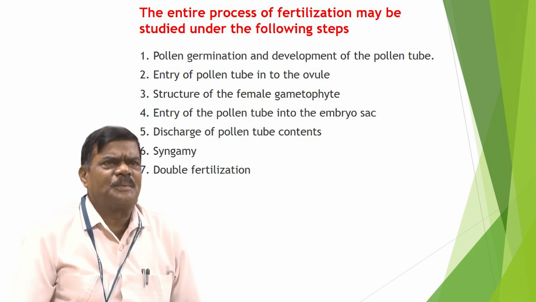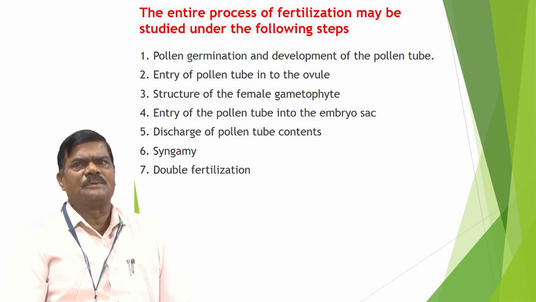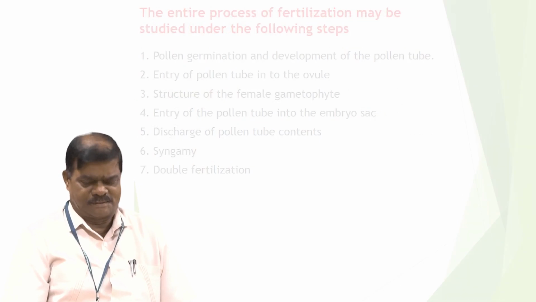The entire process of fertilization may be studied under the following steps. The first step is pollen germination and development of the pollen tube. Second, entry of the pollen tube into the ovule. Third point, structure of the female gametophyte. Fourth, entry of the pollen tube into the embryo sac. Fifth point, discharge of pollen tube contents. Sixth point, syngamy. Seventh point, that is double fertilization.